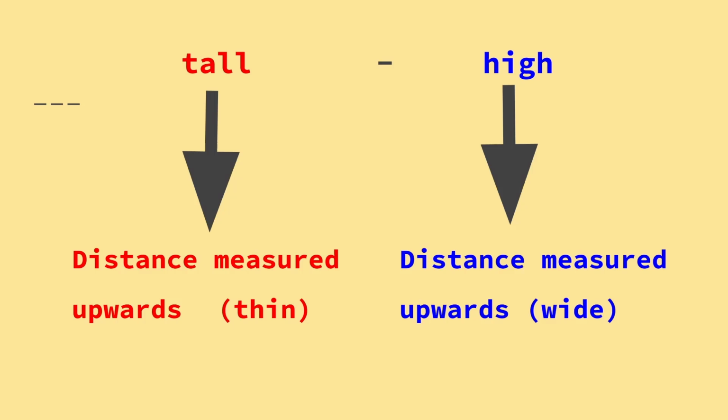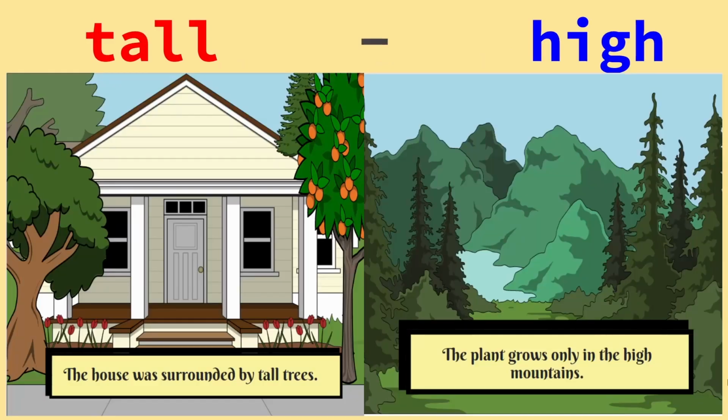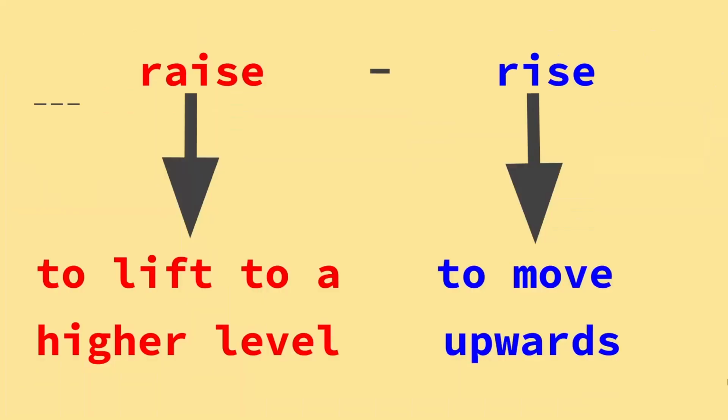We use high to describe things such as hills and mountains which stand on the ground, extend upwards a long way and are quite wide. Let's see the examples. The house is surrounded by tall trees. Next example, the plant grows only in the high mountains.